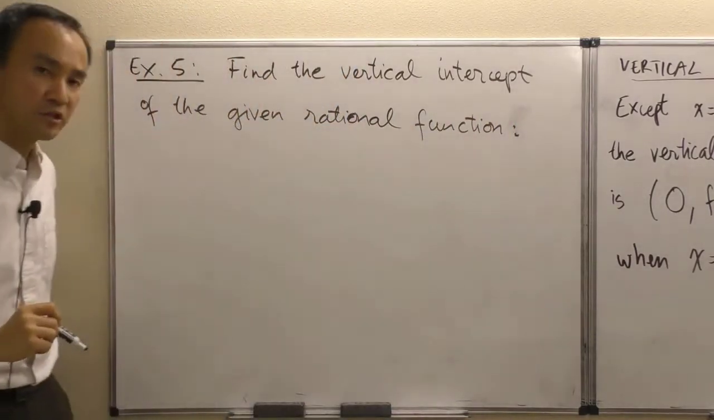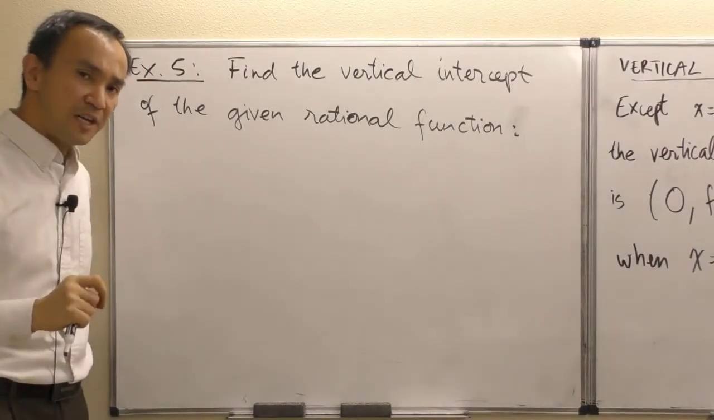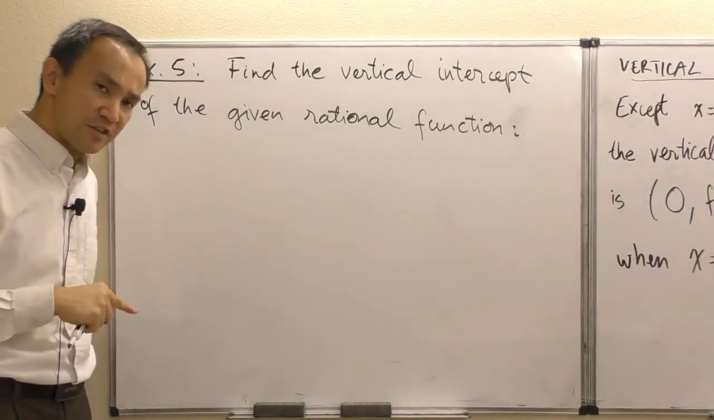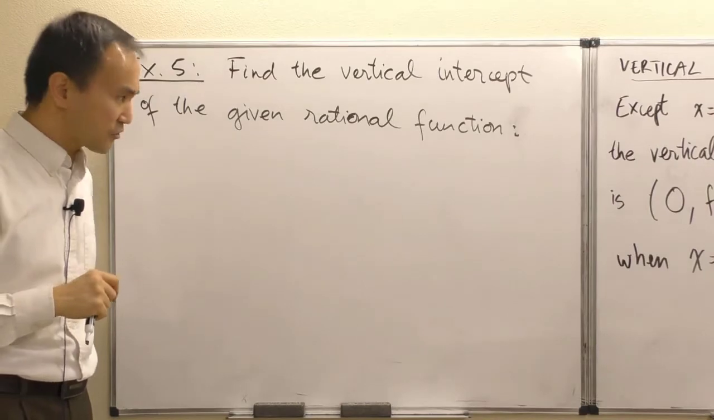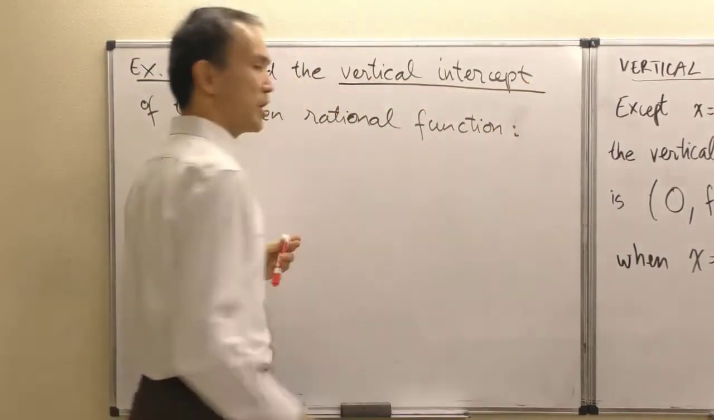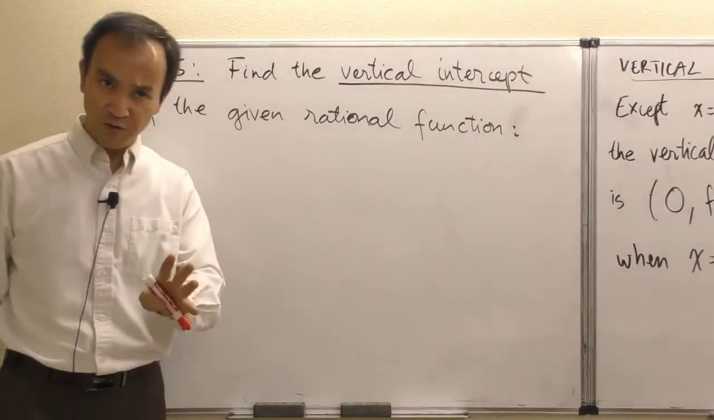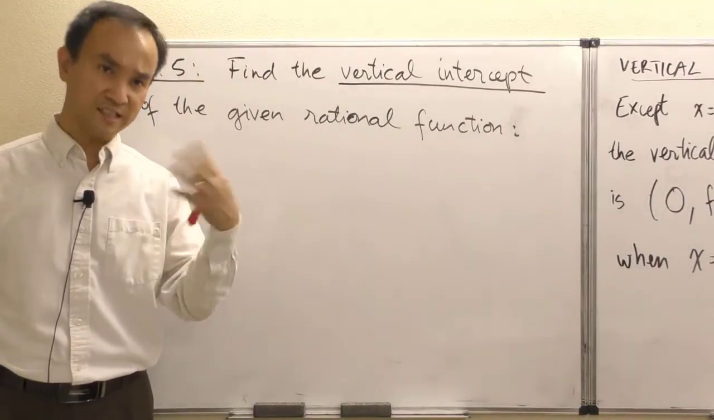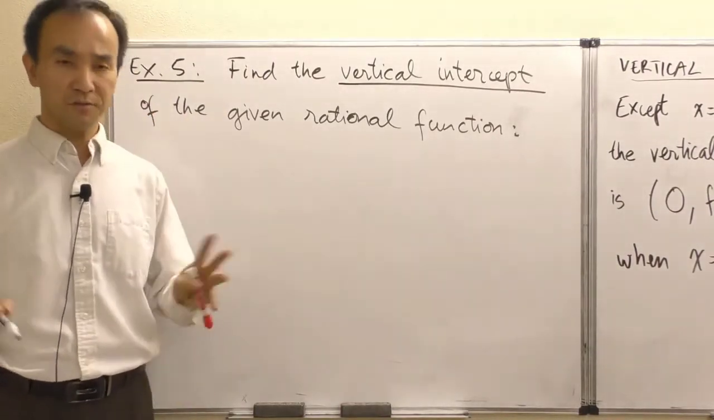Just simply find the vertical intercept of the given rational function. Again, just like what I was explaining earlier, once we find the vertical intercept, there can only be one, and there's a possibility that there's none. All right, so let's dive in.